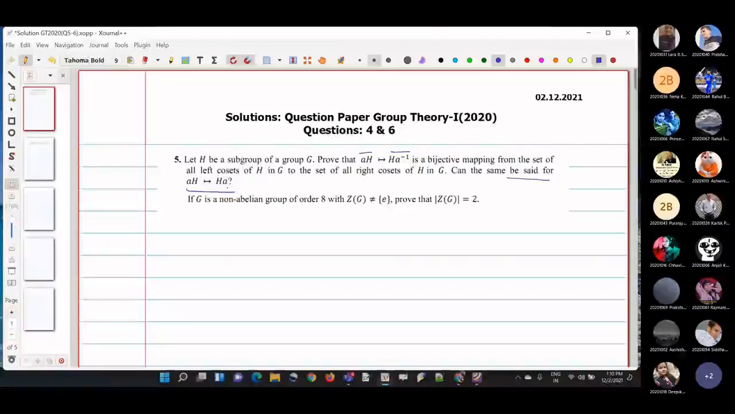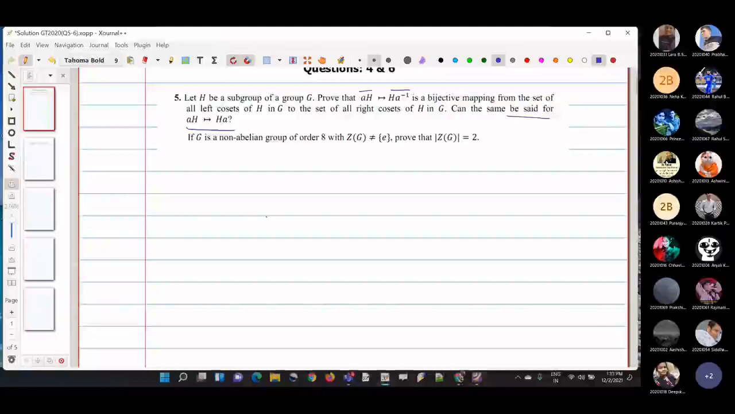And the next part is that if G is a non-abelian group of order 8 with the center non-identity, then we need to prove that the order of the center is 2. So there are 3 parts. Let us see them one by one.